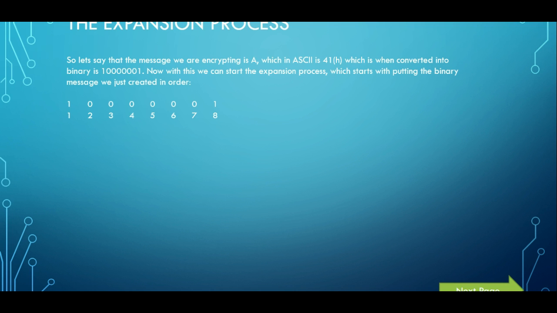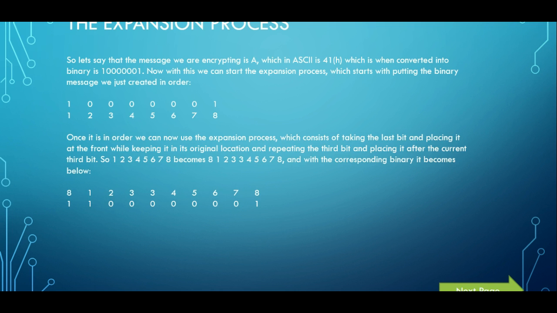So to start the expansion process, we put this binary message that we just created in order, as you can see, which is pretty basic. And then once it is in order, we can now use the expansion process, which consists of taking the last bit and placing it at the front while keeping it in its original location. So basically, to show you, this is the last bit. We duplicate it and put it at the front, but we don't remove the last bit.